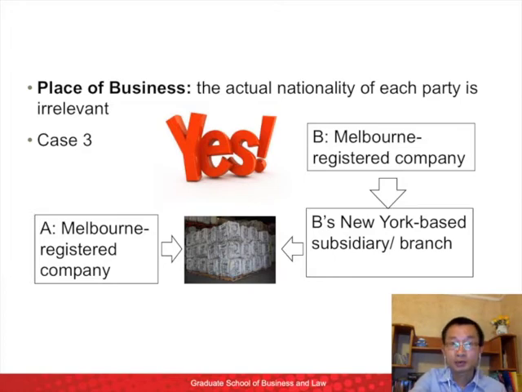Pursuant to the stipulation of place of business, the actual nationality of each party is irrelevant in the CISG sense. Let me take a fake example to illustrate places of business. A and B are both Australian registered companies. A entered into a contract directly with B's New York branch about the sale of goods. This contract is governed by the CISG because their places of business are in different nation states.